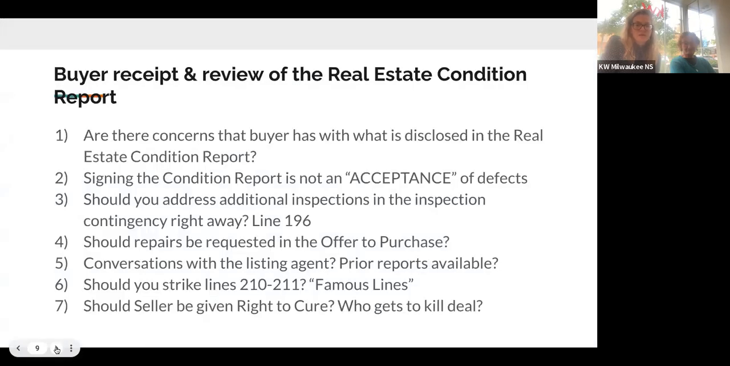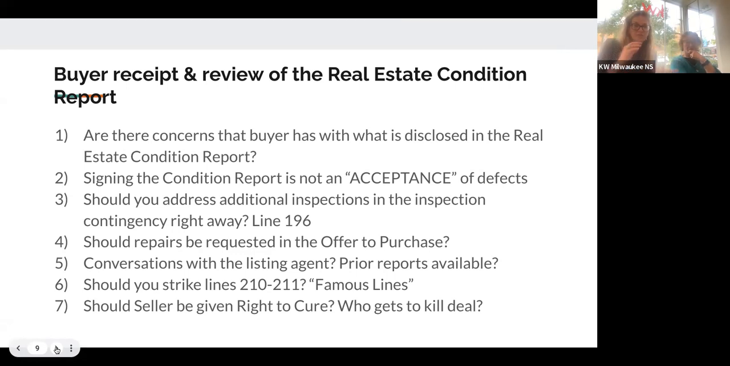So the first option, obviously, is you receive this real estate condition report, defects are disclosed, and you don't address anything in the offer specifically. But we're going to look at that real estate condition report and have a discussion with the buyer. Are there any concerns that they have on what has been disclosed in the real estate condition report?